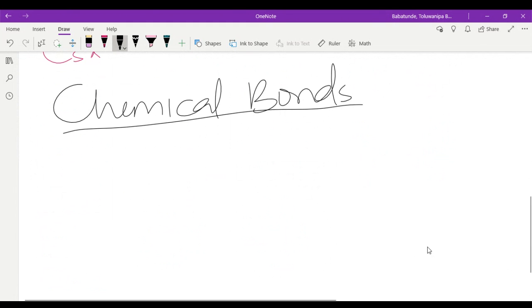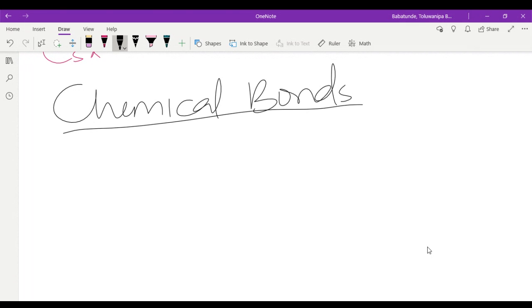And we have what chemical bonds are. This is what we have between compounds. The bonds hold elements and atoms of elements together in any compound. So we have different types of bond, and we're going to look at the different types of bond that we have.